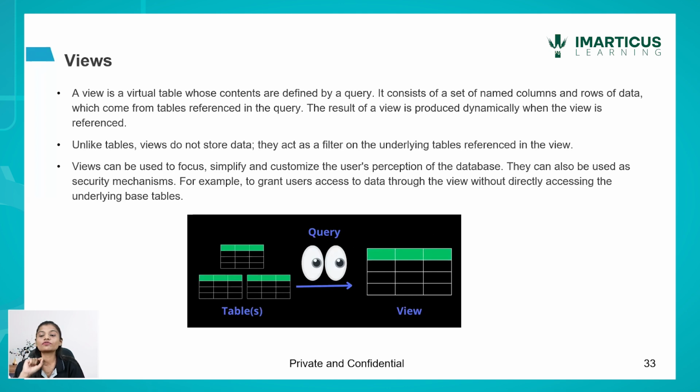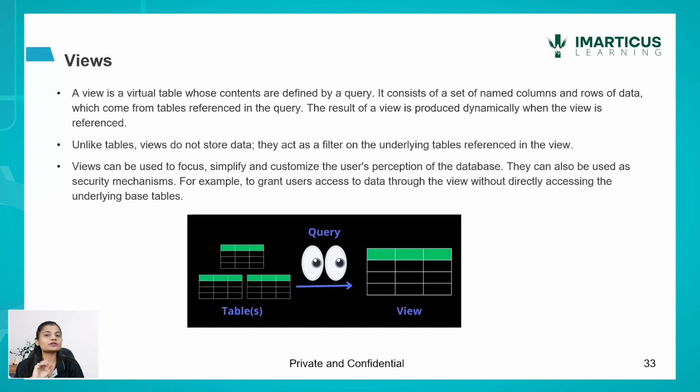So the result of a view is produced dynamically. Now, what is the meaning of dynamically? Every time I call a view, the query, the code which I have written, would be executed n number of times. So the result of a view is produced dynamically when the view is referenced, when the view is referred to a table.